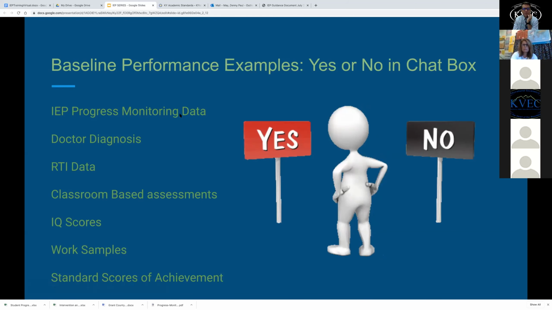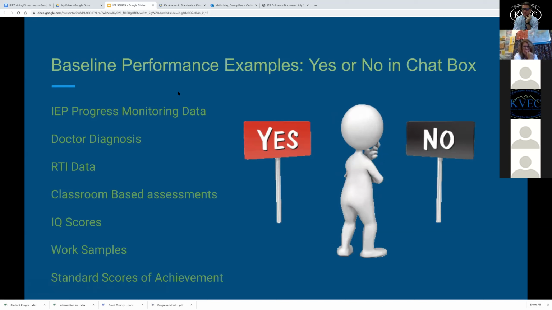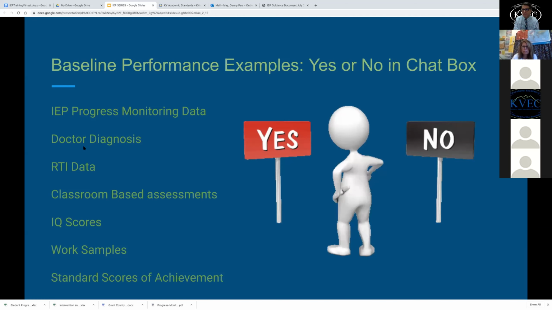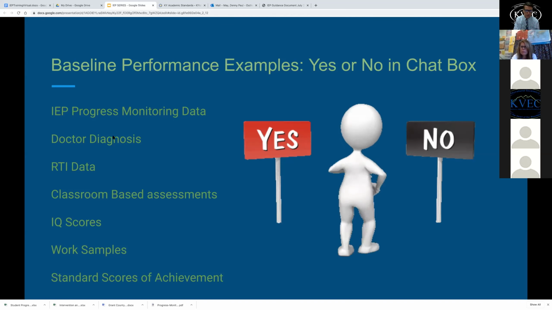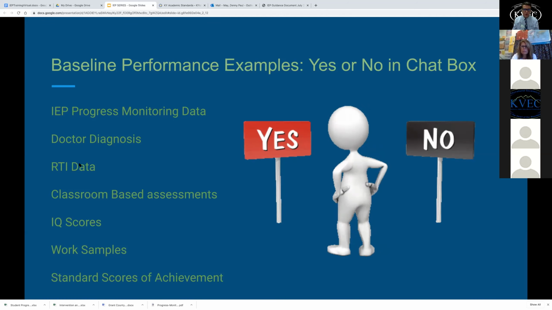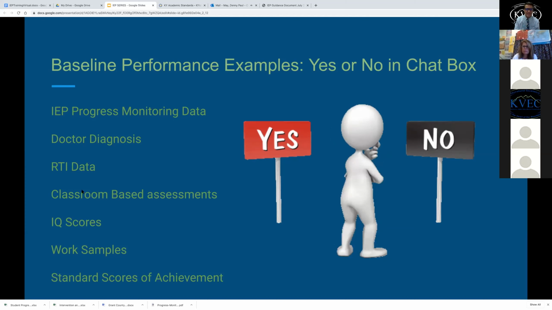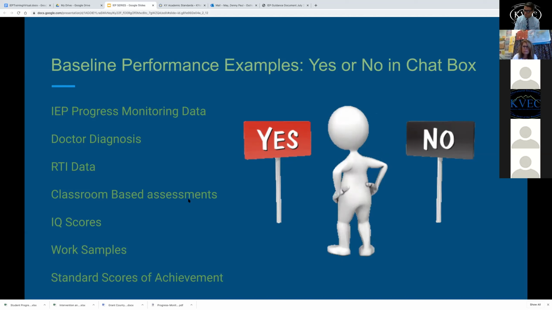IEP progress monitoring data, that is certainly baseline performance. That would have baseline performance in it. You would be able to derive that. A doctor's diagnosis doesn't have any data in it, so that would be a no. RTI data, you can go back to what method of measurement they're using, you can go back to what tool they're using, and you can determine a baseline from that. Classroom-based assessments, you certainly could determine a baseline from that.